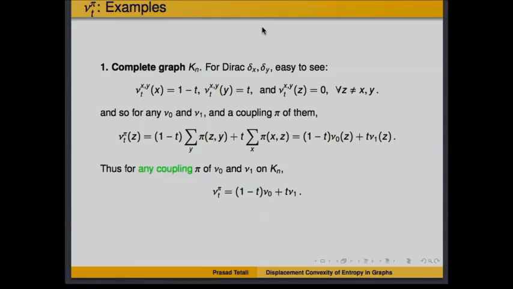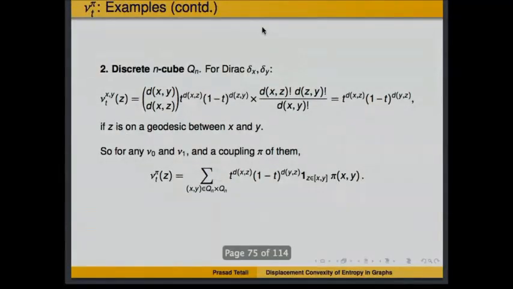Here's another way to think about walking along a geodesic. So t is the binomial parameter, and the number of heads tells you how far you've moved going from x to y. So in the complete graph case, you only have 0 or 1, right? Because it's distance 1. So if you were unsuccessful, with probability 1 minus t, you stay at x. If you're successful, you go to y. For all other points, it'd be 0. Yeah, so for the complete graph, it doesn't depend on the coupling at all. Okay, it's just this simple linear interpolation.